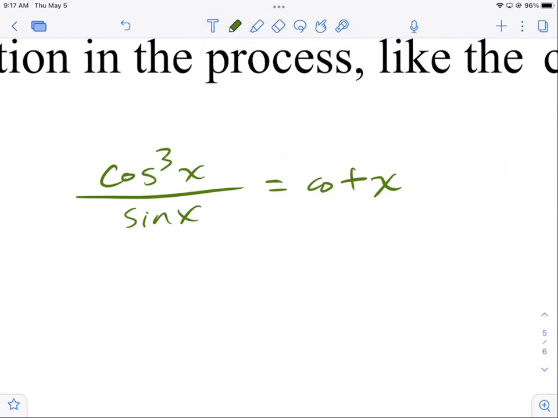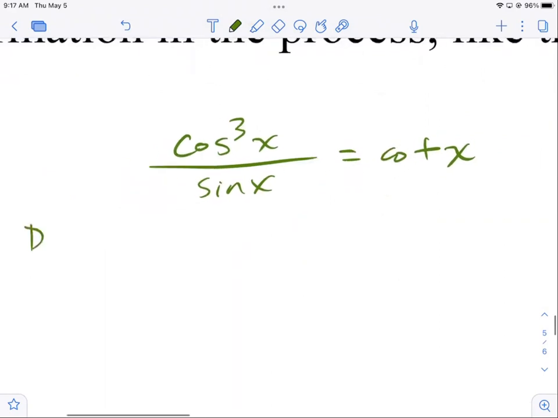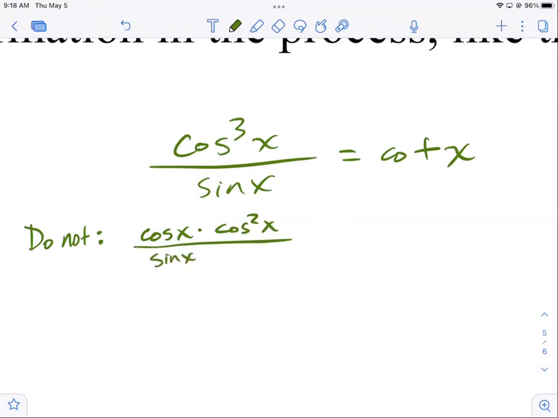Well, here's what you don't want to do. Do not do this. Oh, I spelled donut, my bad. I'm thinking about pastries. Do not do this. Using an identity, you could say that this is cosine of x times cosine squared of x all over sine of x, right? In other words, split cosine cubed up into cosine times cosine squared.